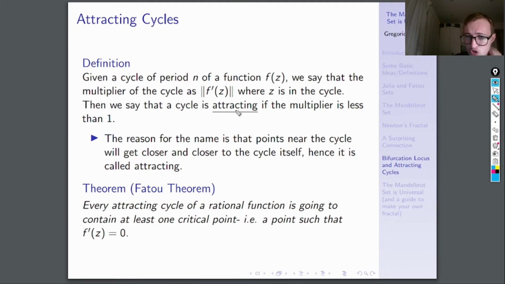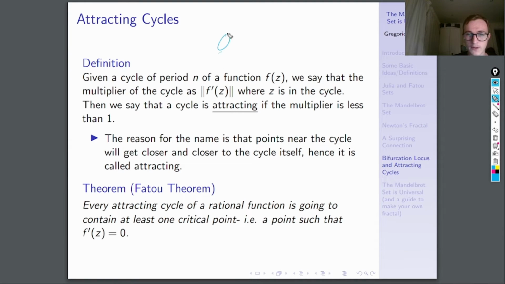So a cycle is attracting if the multiplier is less than 1. So why is it called attracting? Well, this is because an attracting cycle is one that for points near it will get sucked in, so they'll go closer and closer to that cycle.